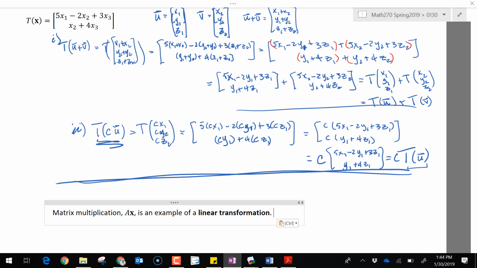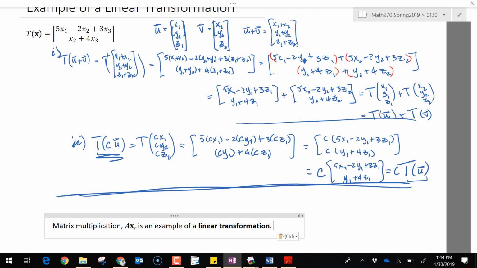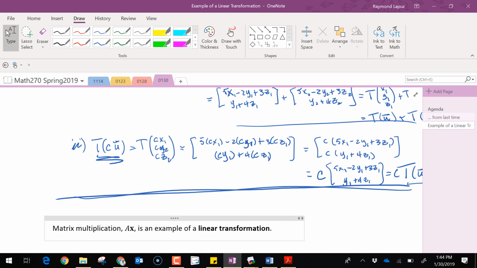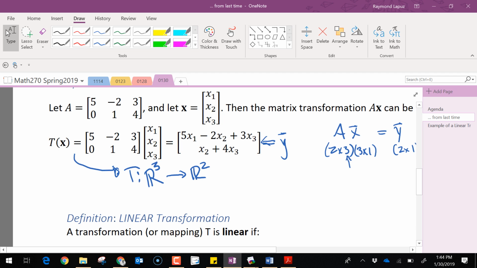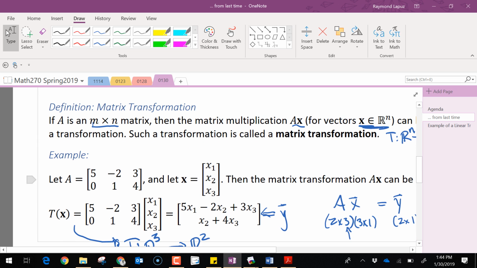All right, any questions? Yeah. Well, I think we said it here that AX can be seen as a transformation where it's the matrix times the vector. And so that's the relationship. That's the key that we want you to be able to link up.